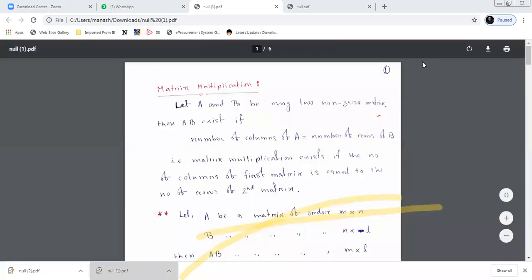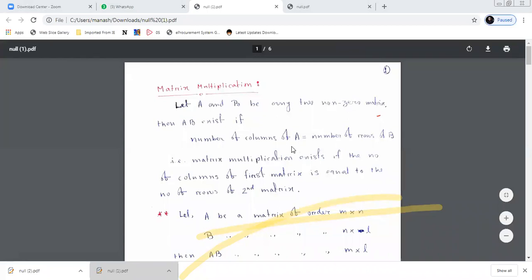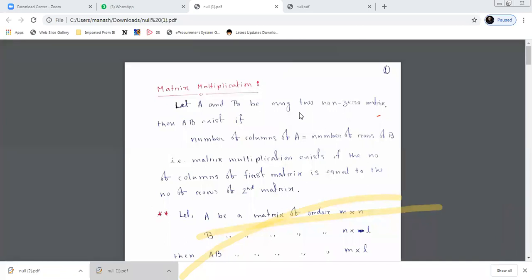So see here, at first you have to know when matrix multiplication exists. What is given? Let A and B be any two non-zero matrices. Then AB exists when, that means we can multiply two matrices if the number of columns of A is equal to the number of rows of B.